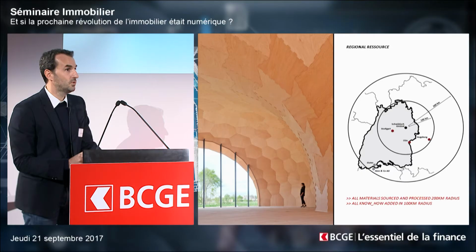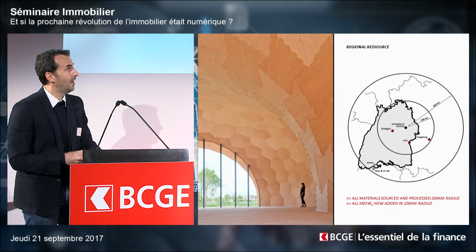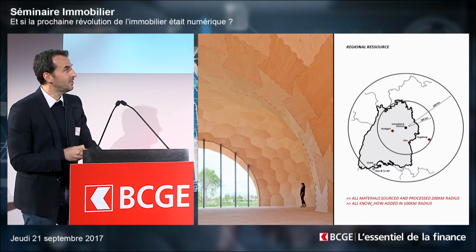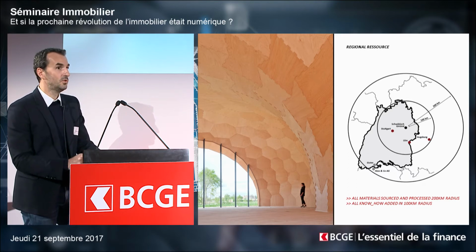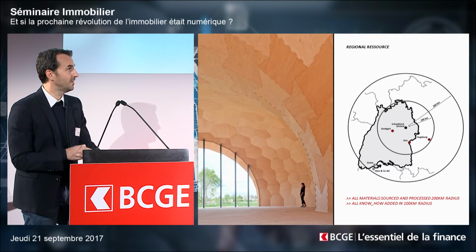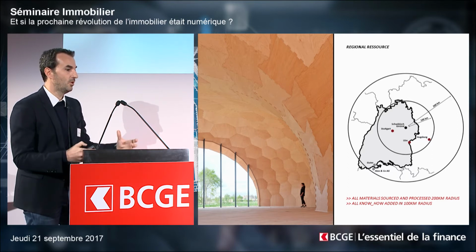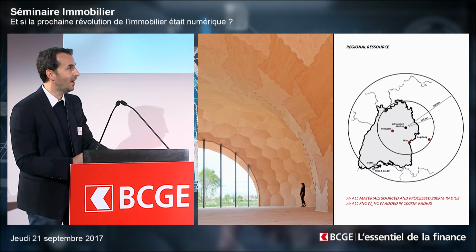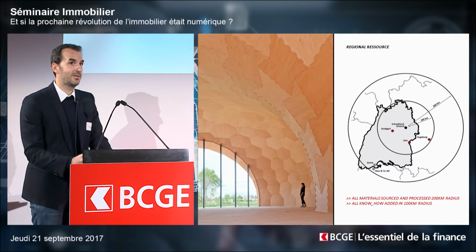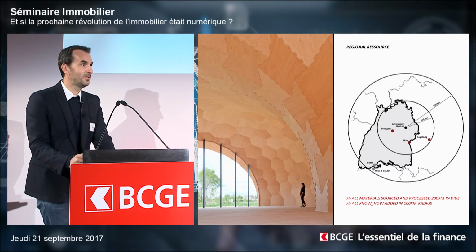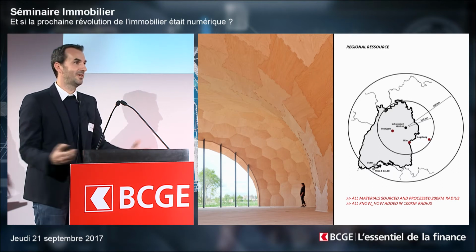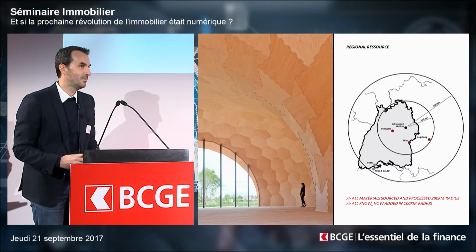And then one last point that is also increasingly important: all the material that we actually used for that timber shell was sourced within a 200-kilometer radius. All the wood came from local resources, and all the know-how was added in a 100-kilometer radius, which makes politicians incredibly happy because they know that the whole value chain remains regional.